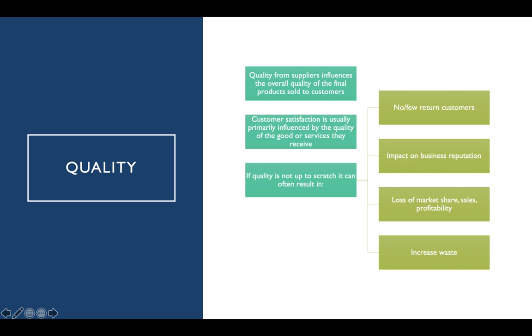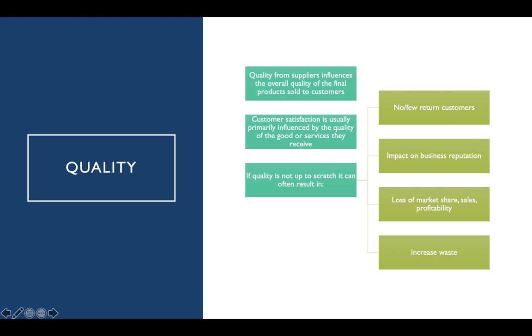All right. Customer satisfaction is usually primarily going to be influenced by the quality of the good or service they receive, as well as the price, of course, and the service themselves. All right. If quality is not up to scratch, it can often result in no or few return customers. So you're not going to build up that loyalty customer base. It can impact on the business reputation if customers are complaining that the products are of poor quality, they're breaking really easy, they're not doing what you've advertised them to be. That reputation can be seriously tarnished.